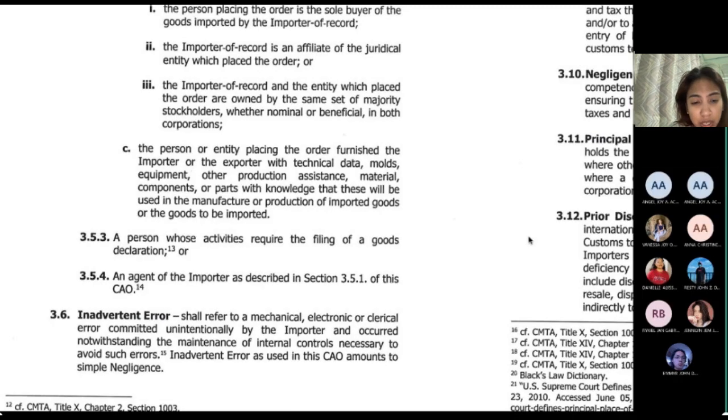Section 3.6 Inadvertent error shall refer to the mechanical, electronic, or clerical error committed unintentionally by the importer and occurred notwithstanding the maintenance of internal controls necessary to avoid such errors. Inadvertent error as used in the CAO amounts to simple negligence.